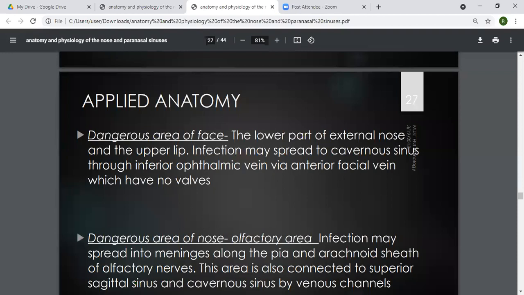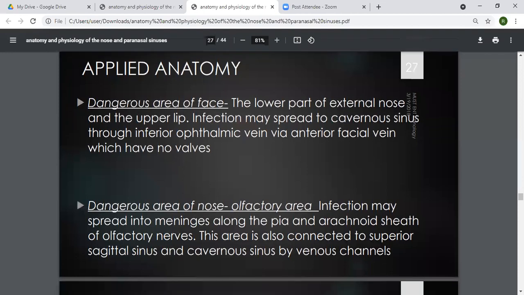So you have the dangerous area of the face described by the lower part of the external nose and the upper lip, which forms a triangle. And the infection from this area can spread to the cavernous sinus through the inferior ophthalmic vein or via the anterior facial vein. This happens because these particular veins don't have valves. So that means you can have backflow of the blood and it ends up in the intracranial cavity and then cavernous sinus. So you can end up with the cavernous sinus syndrome.